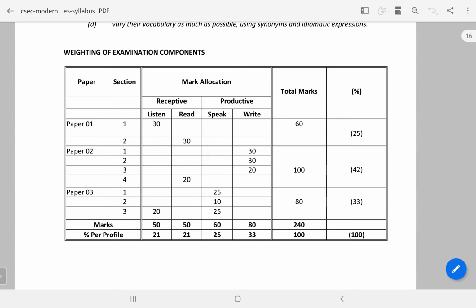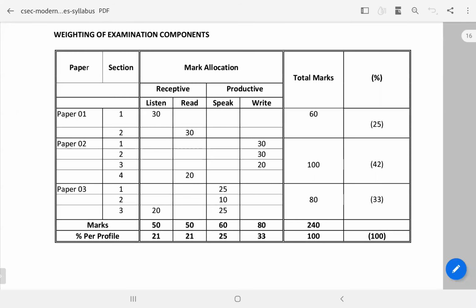Paper 2, we have sections 1 to 4, and then we have 20 for section 4, 20 for section 3, but 30 for section 1 and 2, and that's 100 marks, but it's equal to 42% out of the entire grade, or the entire thing. And paper 3, we have sections 1, 2, and 3, which is all about speaking. So, sorry, and 20%, 20 marks for reading. No, that's listening, sorry. Listening, my apologies. Listening for 20%. And then we have speaking, 25 by 25 by 10.